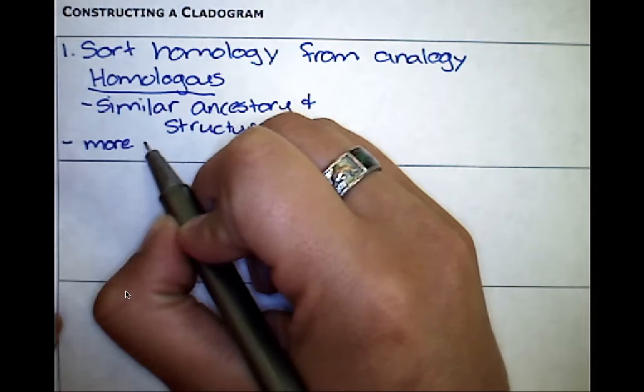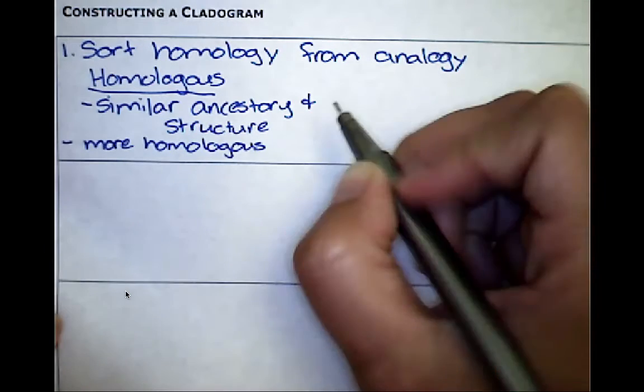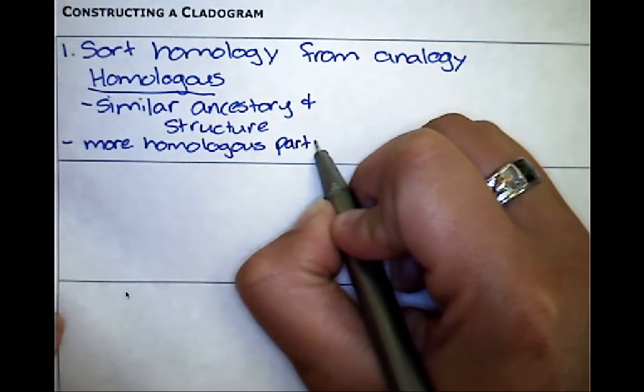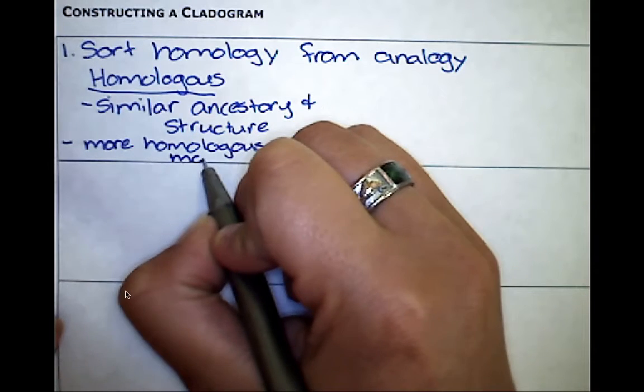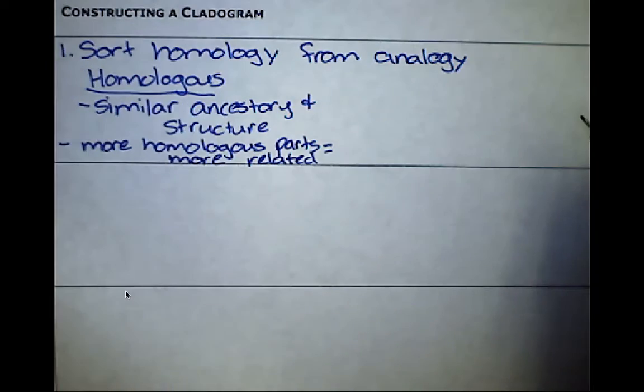More homologous parts equals more related. They're more similar to each other, so they're going to be more related to each other, okay?